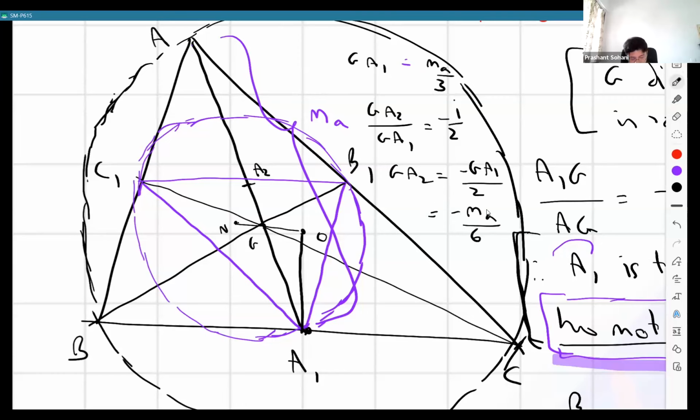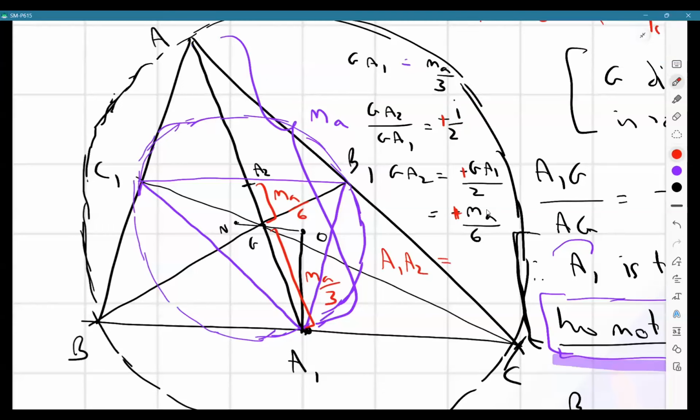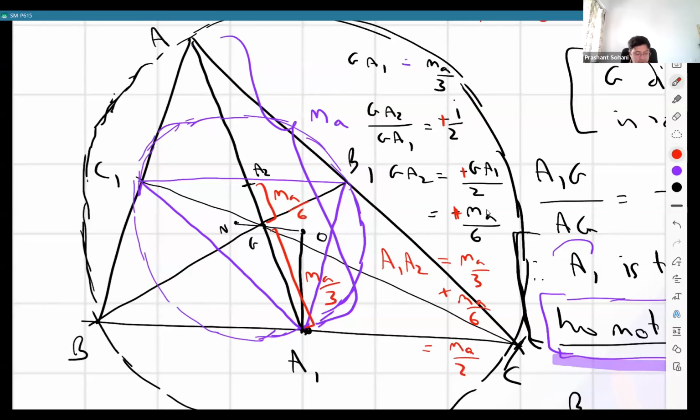Okay. So temporarily ignoring the sign, just keeping the magnitude. So I'm going to drop this minus sign. We're just looking at the unsigned value. So GA2 segment is of length MA by 6, and this is MA by 3. So how much is A1A2 coming to be? It will be MA by 2. You see, MA by 3 plus MA by 6 is MA by 2. So in other words, where is A2? It will be on B1C1. A2 is the midpoint of the median, right? So it is going to be this intersection point.